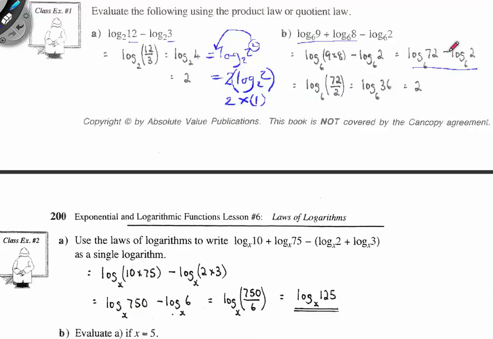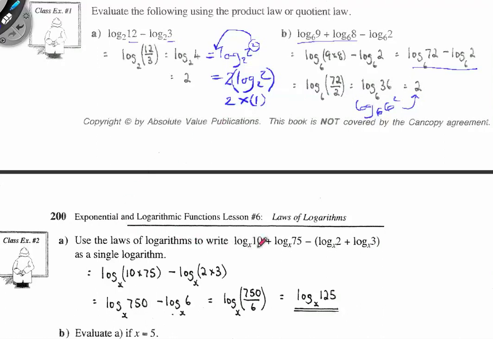Now if these 2 are being subtracted, we can use the quotient law of 72 divided by 2 and write it as a single log. Well, 72 divided by 2 is 36. And what is 36? It's really 6 to the 2. So we've got log 6 to the 2 with a base 6, and of course this equals 2. So you might want to pause and just read through this again.